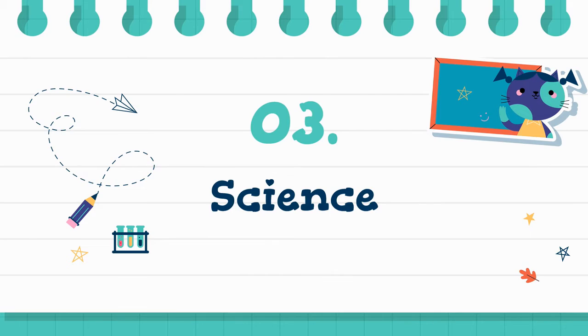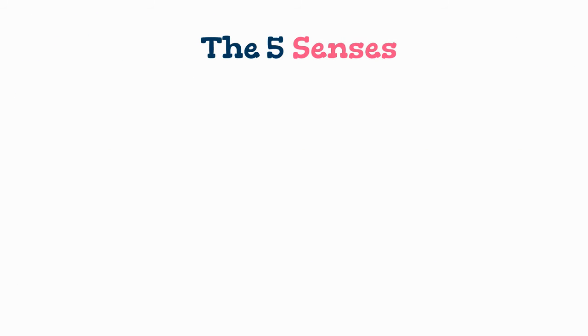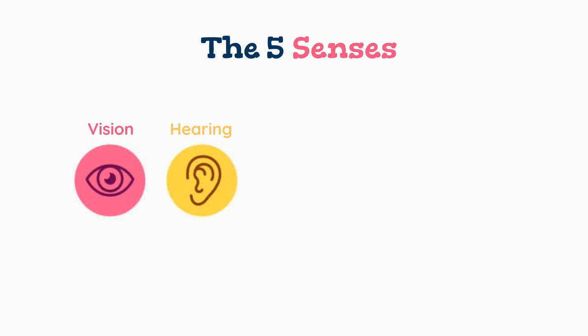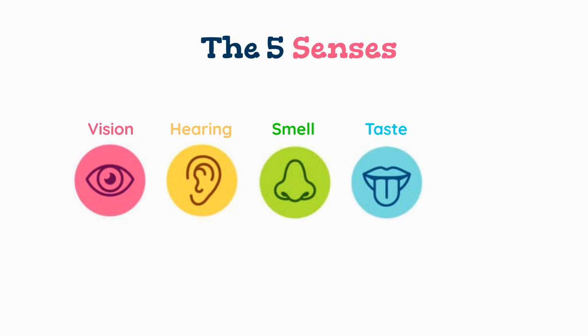3. Science. The 5 senses. Our first sense is vision. Vision is used with your eyes. Our second sense is hearing. Hearing is used with your ears. Our third sense is smell. Smell is used with your nose. Our fourth sense is taste. Taste is used with your tongue. Our last sense is touch. You can touch things with your hand.